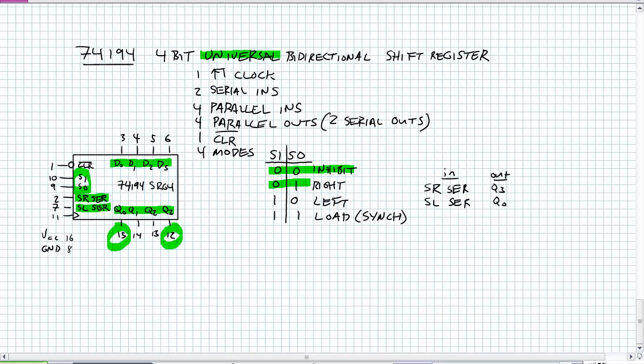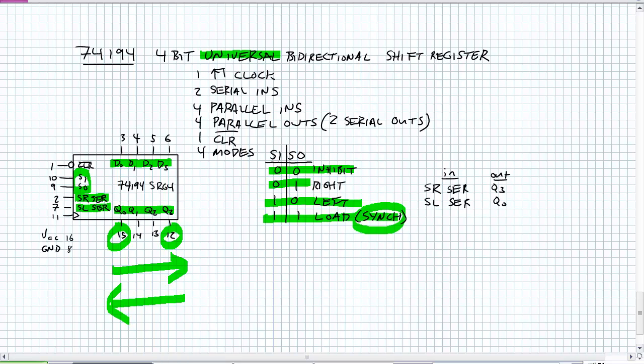However, when I want to go in right mode, I take S1 to 0 and S0 to 1, and it shifts right. What's right? Well, right: Q0 to Q2 to Q3. Now I switch it. I take S1 to 1 and S0 to 0. I'm in left mode. Which direction do I shift? I shift left. Finally, the last of the 4 modes, I take S1 high and S0 high. What mode am I in? I am in load. And notice it is a synchronous load. It requires that positive clock edge to clock those D3 to D0 inputs to the Q3 to Q0 outputs.